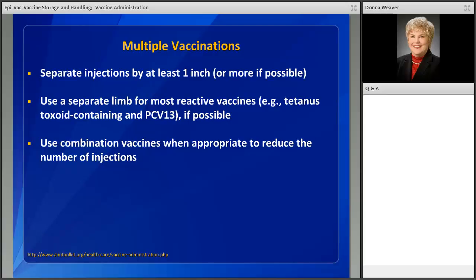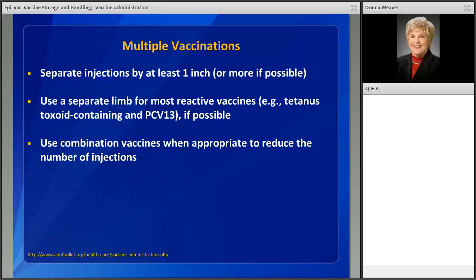This way, if one of the vaccines causes a local reaction, you have a better chance of knowing which vaccine caused it. Vaccines that are the most reactive, like tetanus toxoid containing and PCV13, should be administered in different limbs if possible. And if you have combination vaccines in stock, then that can reduce the number of injections. If a vaccine and an immune globulin preparation are administered at the same time, then you need to give them in separate limbs. For example, if you have to give a Td or Tdap and also tetanus immune globulin, or say you have to give hepatitis B vaccine and HBIG, just be sure they're in separate limbs.